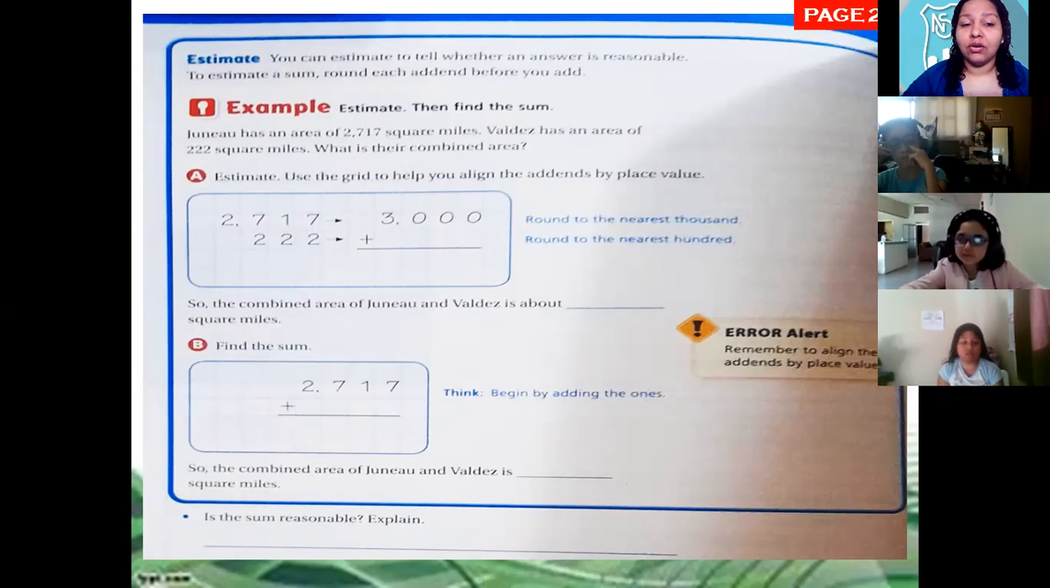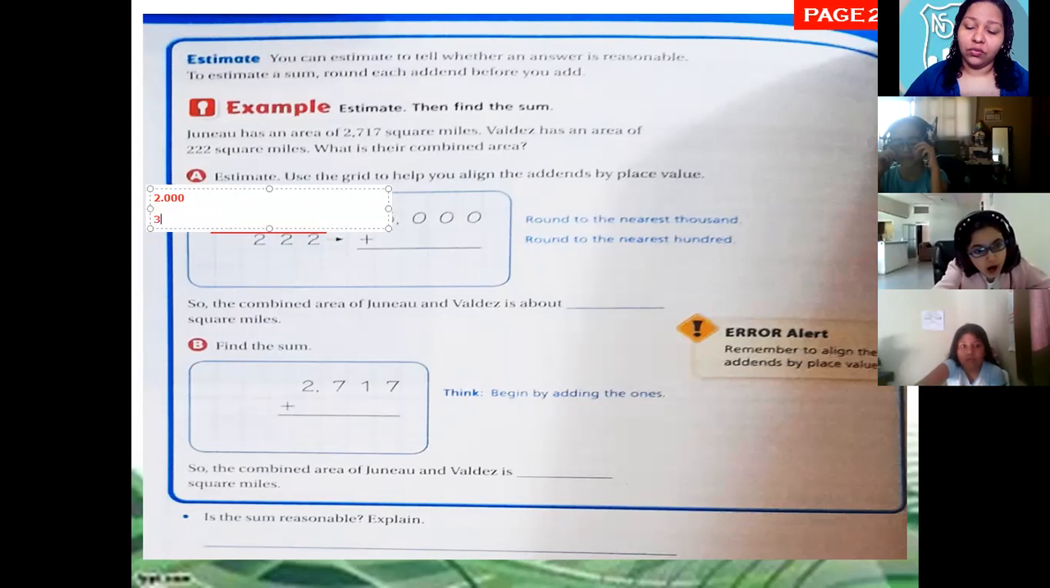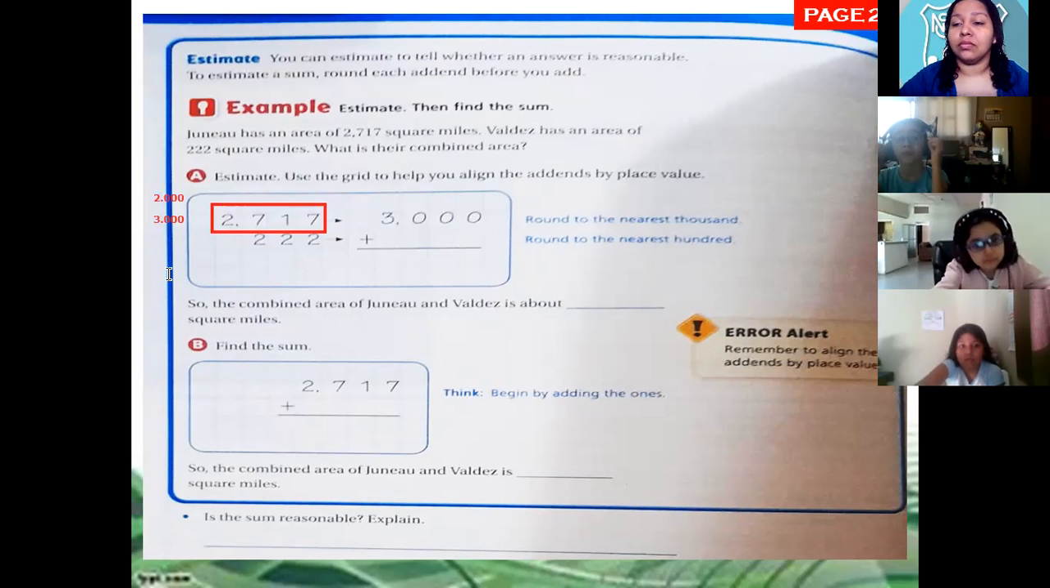Over there, we had 2,717. It is close to 3,000 or 2,000? Pay attention. Over there you have 2,717. This is close to 2,000, or it is close to 3,000, guys. To 3,000. It is close to 3,000. Okay, because how many hundreds are missing to reach 3,000?